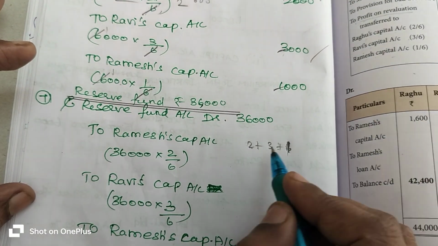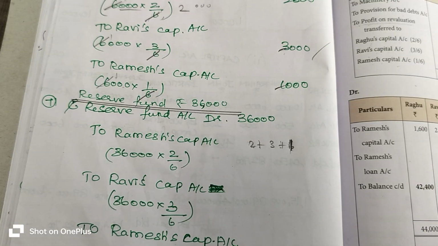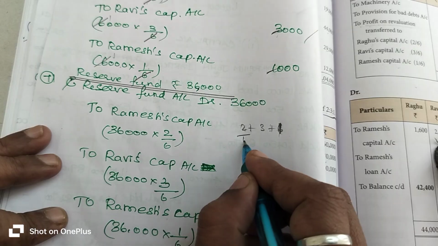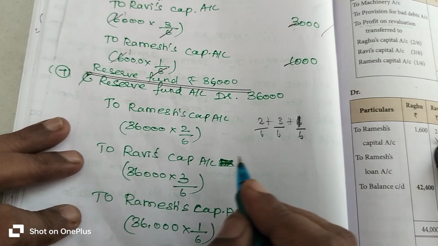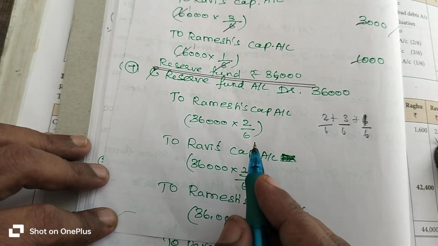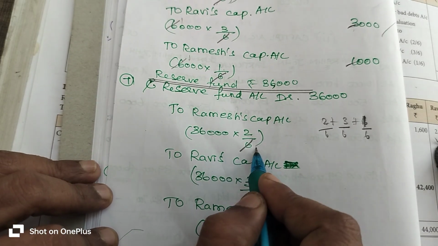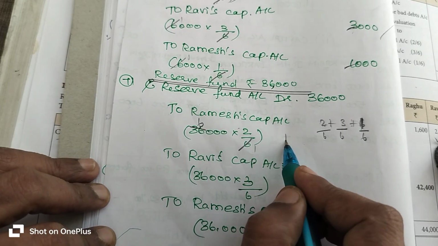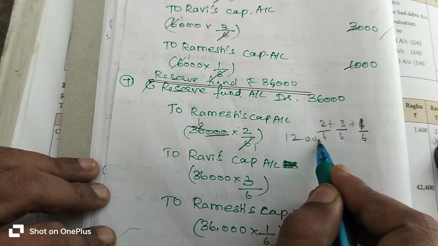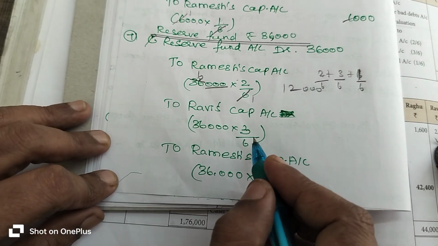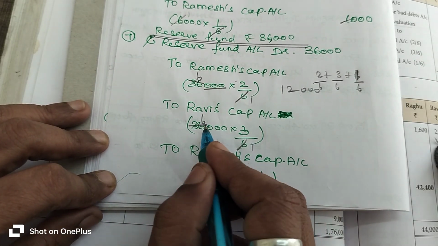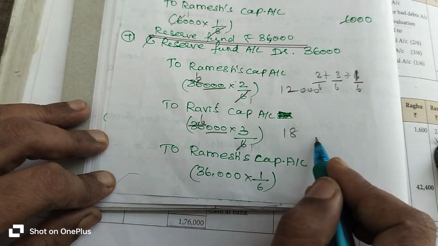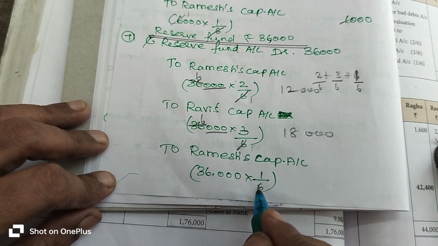2:3:1. Added together, you will get 2 plus 3 plus 1, which is 6. So accordingly, 2 by 6, 3 by 6 and 1 by 6. Now we have to make the calculation. 1666, 6 twos are 12, 6 sixes are 36. These 3 zeros are to be added here. Same as 1666, 6 threes are 18, 3 zeros are to be added here, 18,000 rupees.